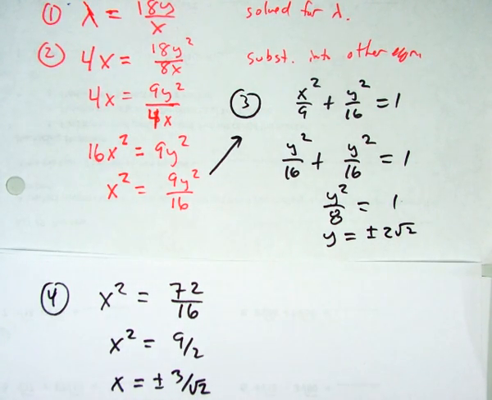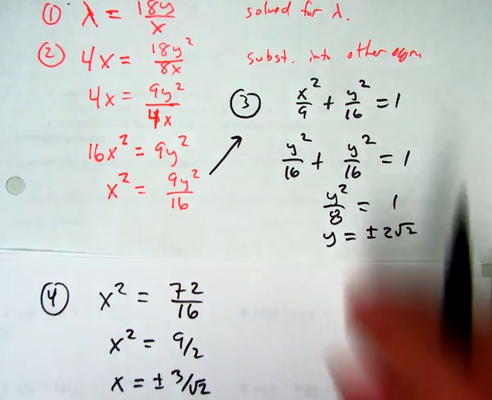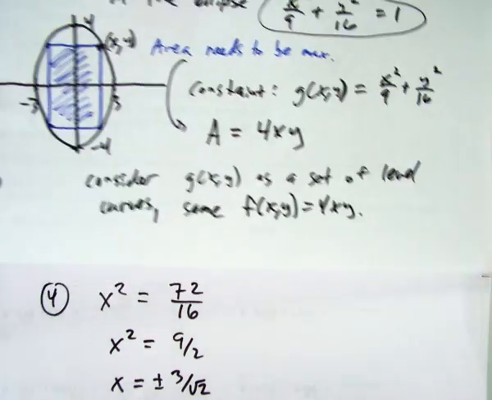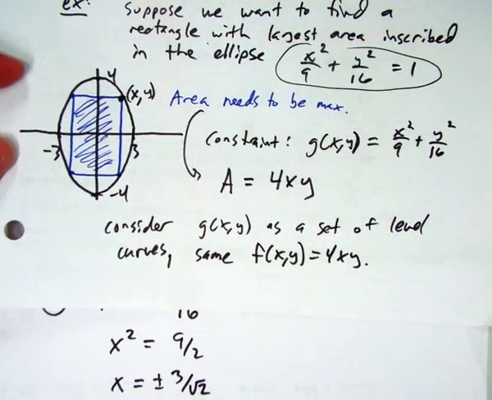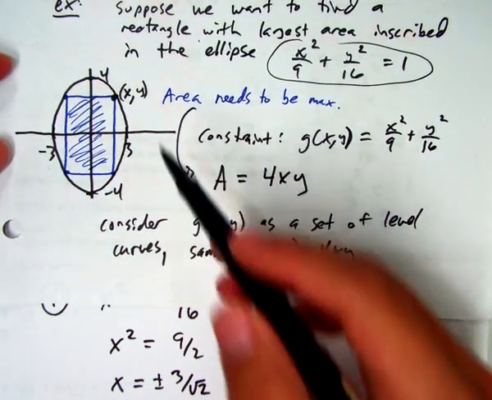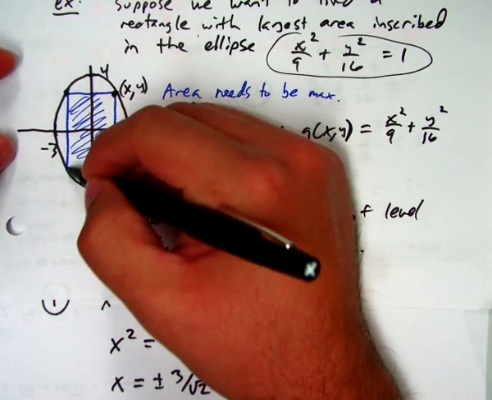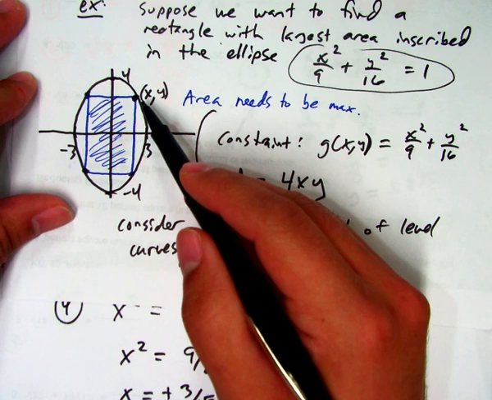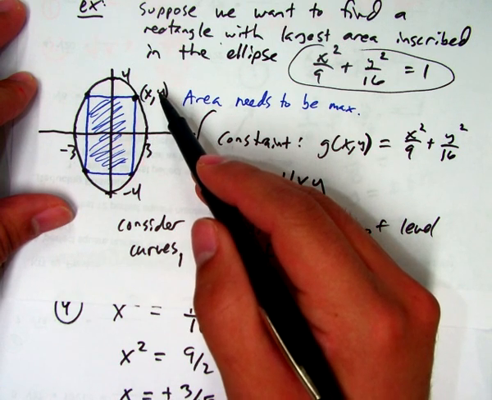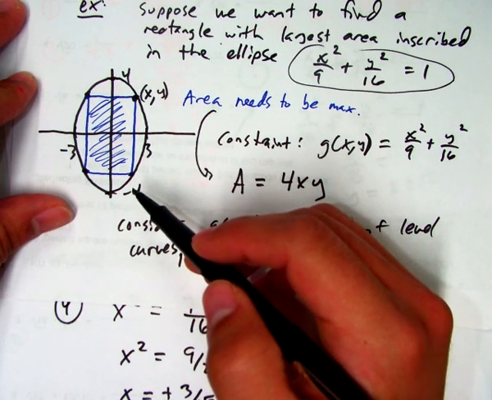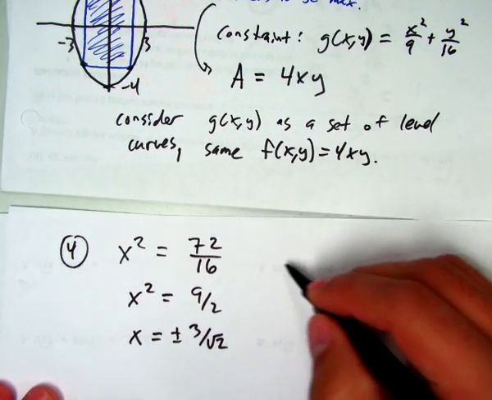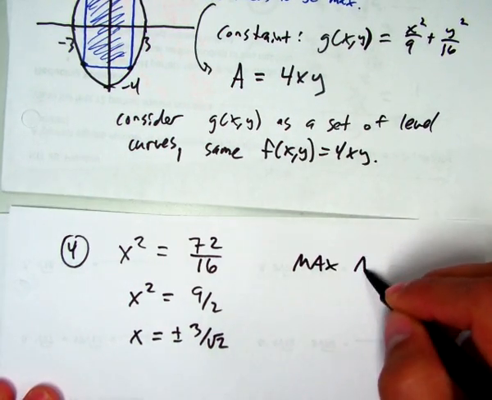Okay? So looking back at our original scenario, these are the coordinates of the 4 points. Do you guys see that? So we have x will be 3 over root 2, 2 root 2, and then just mix them all up to get the 4 locations. But now the problem was to find the max area, right? So how do we find it?